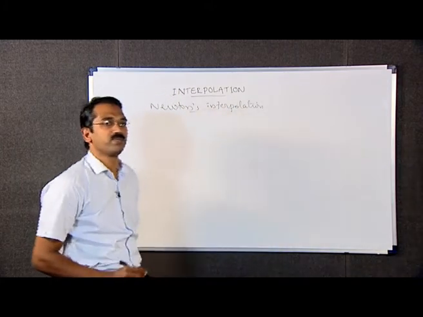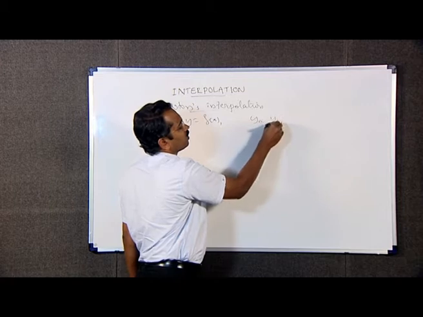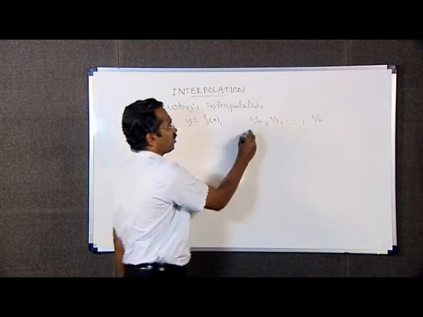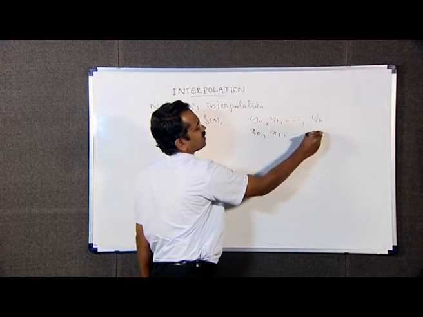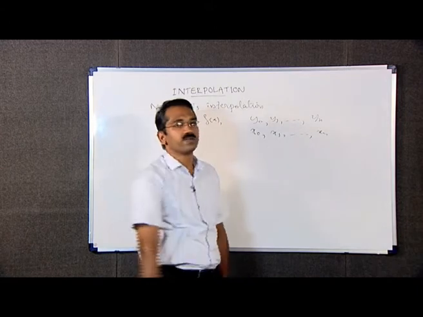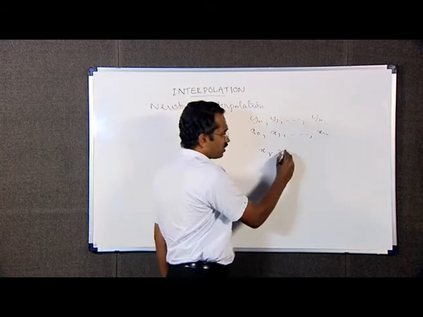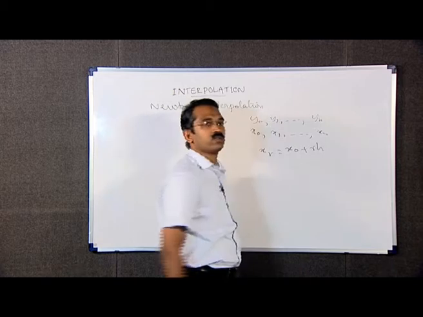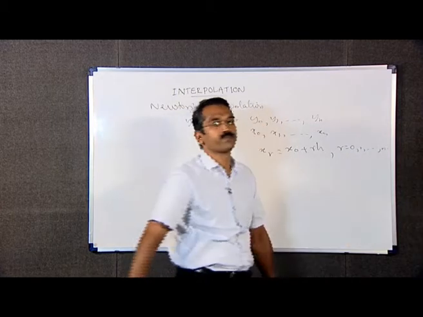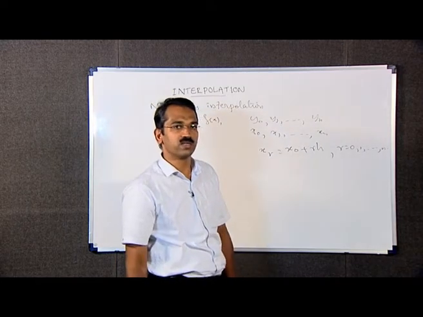Let y equal to f of x be a function which takes values y0, y1, etc., yn corresponding to the n plus 1 values x0, x1, etc., xn of the independent variable x. Let the values of x be equally spaced, that is, xr is equal to x0 plus r into h, where r varies from 0 to n. Here h is called the interval of differencing.